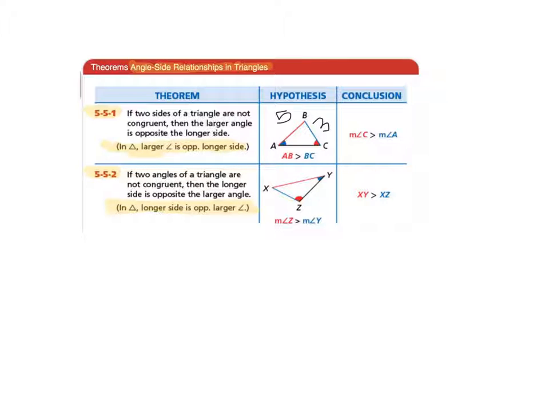So for 5-5-2, this is basically the same exact theorem. It's really the converse of it, but in a triangle, the longer side is opposite the larger angle. So if it goes one way, it also goes the other.